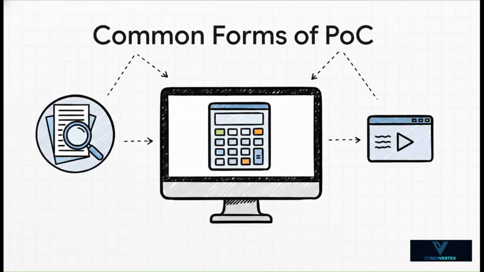So what does a PoC look like? Well, it can be anything from detailed notes and screenshots to a full-blown automated script. And yeah, you know the classic, almost cliché example, popping calc.exe on a Windows machine. Why do we do that? Because it's harmless, it's undeniable, and it screams, I have remote code execution. It's the perfect, simple proof.